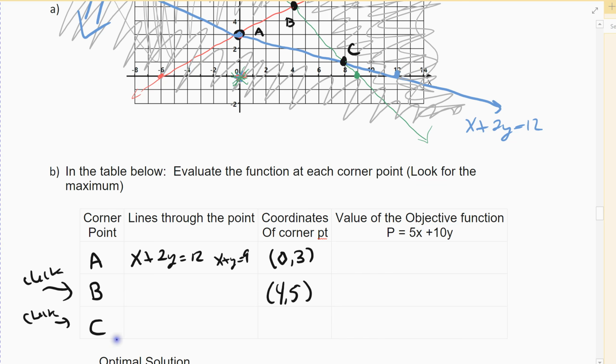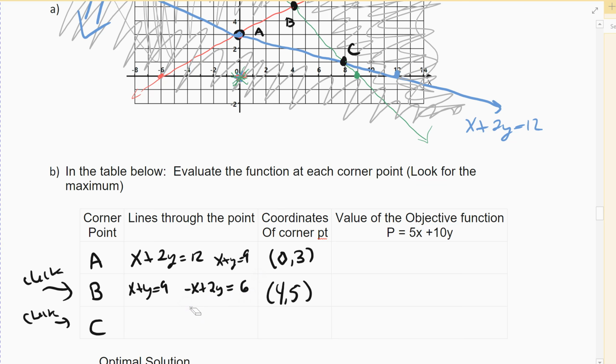Alright, so B went through the red line, which was our x plus y equals 9. And that checks, right? If I take 4, add it to 5, I get 9. And then it went through the green line. The green line was our negative x plus 2y equals 6. And I should check that it works in that one as well. So if I plug in 4, I get negative 4 plus 2 times 5, which is 10. Negative 4 plus 10 does come out to 6, and it does check. Alright, so that is my corner point.